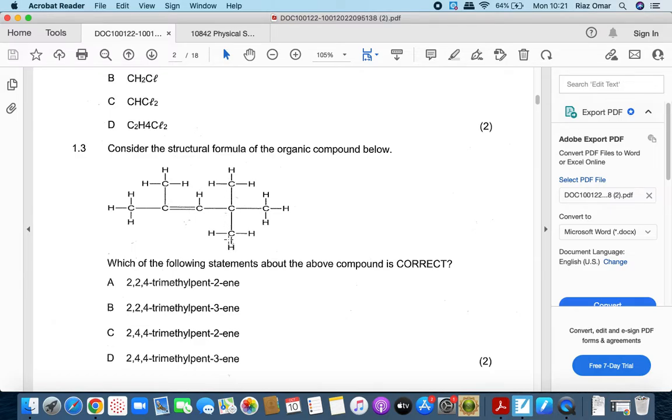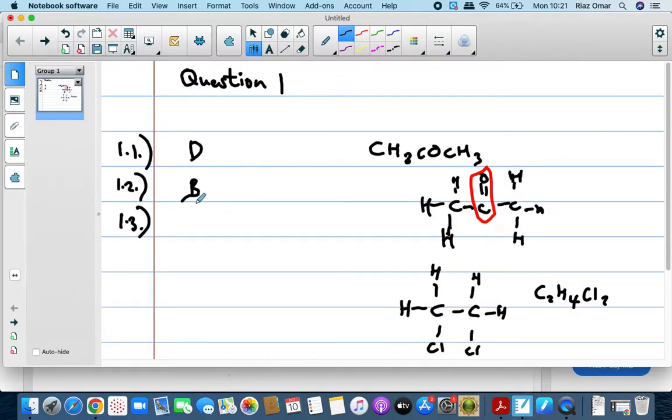So we got 2,4 trimethylpent-2-ene. 2,4 trimethylpent-2-ene. So the right answer there will be C. So let's write down C. 1.3. The answer is C.